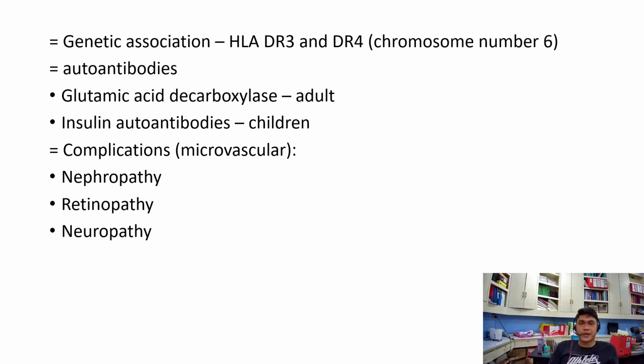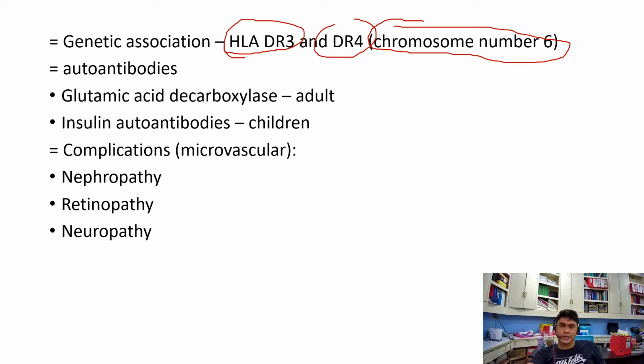Next, genetic association. For type 1 diabetes mellitus, it's coded or present in HLA-DR3 and DR4, and HLA-DR3 and DR4 are present in chromosome number 6. Now, what are the typical autoantibodies present in type 1 diabetes mellitus? Because it's an autoimmune disease, diba? So you have glutamic acid decarboxylase and insulin autoantibodies. Glutamic acid decarboxylase is common in adults, and for children, you have insulin autoantibodies.